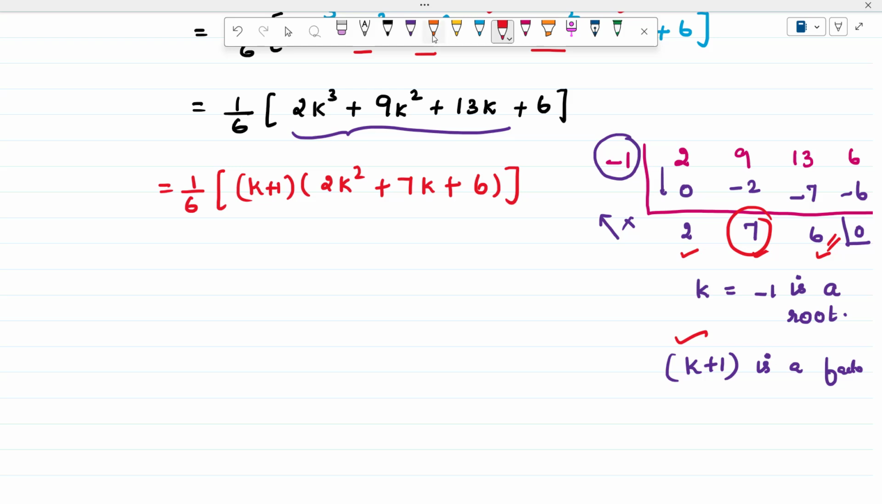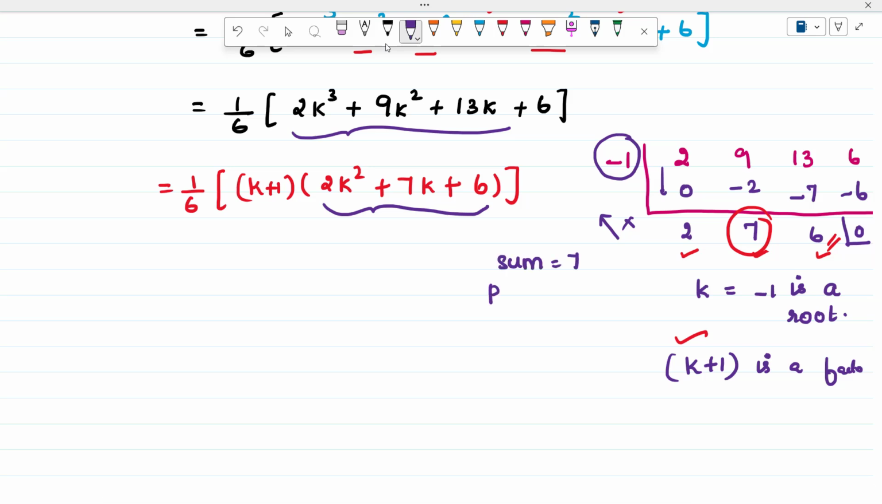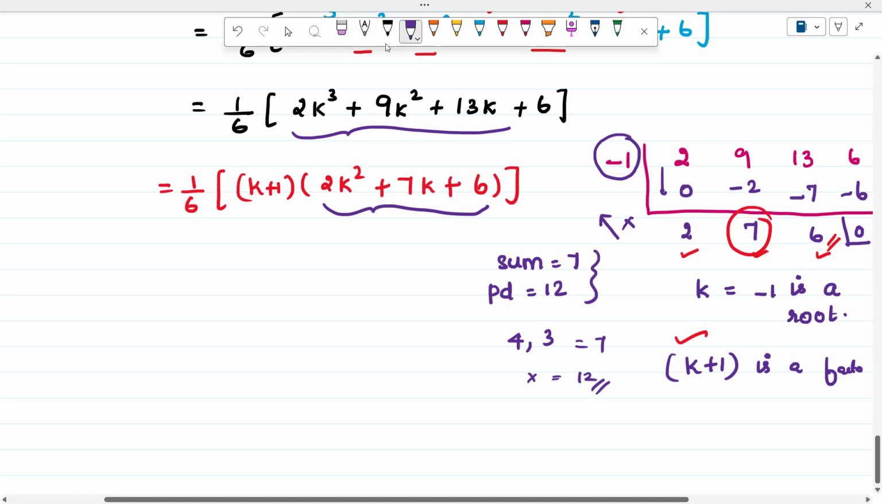6. Now we have to find the roots of this quadratic equation. In this quadratic equation, the sum of the roots is 7 and the product of the roots is 6 into 2, 12. So we have to find two numbers whose sum is 7 and product is 12. Therefore the numbers are 4 and 3. When we add these two numbers, 4 plus 3, we get 7. When we multiply them, 4 threes are 12. Therefore we got these two values.